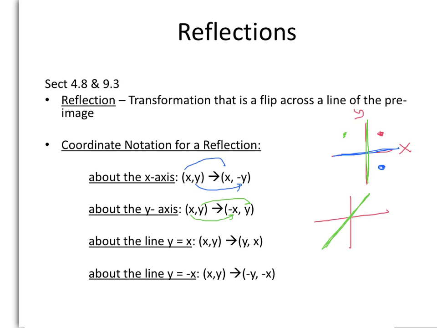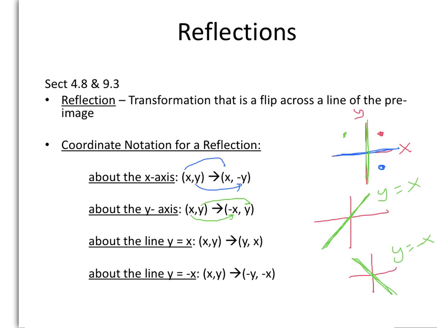And the next one we're going to look at is the line y = -x, which means (x, y) goes to... You're going to have to flip the points, but because it's a negative x, you're also going to have to change the sign, because the line y = -x is the one that goes in this direction. So that was y = -x. Up here it was y = x. So that is how we deal with the coordinate notation.